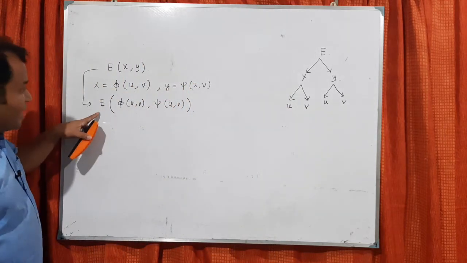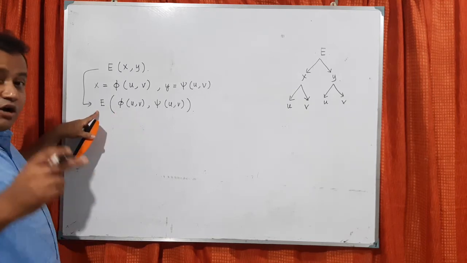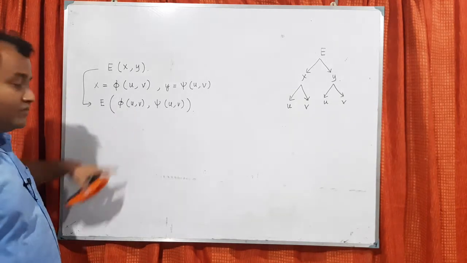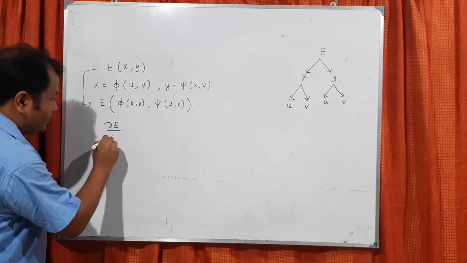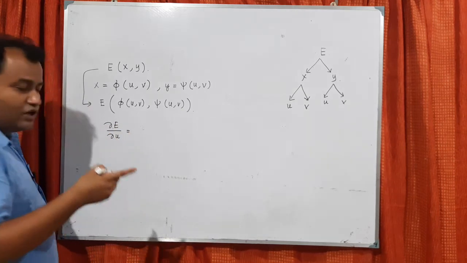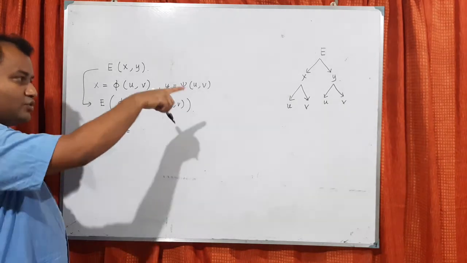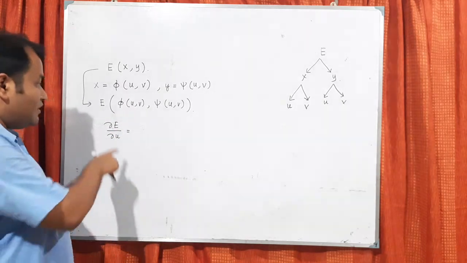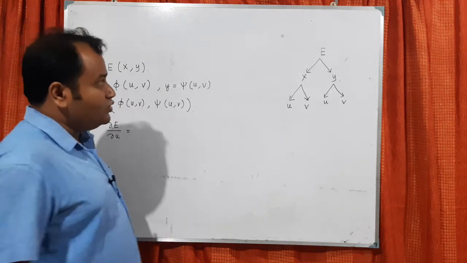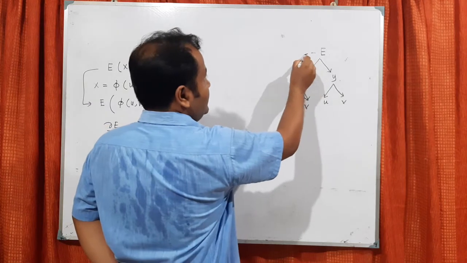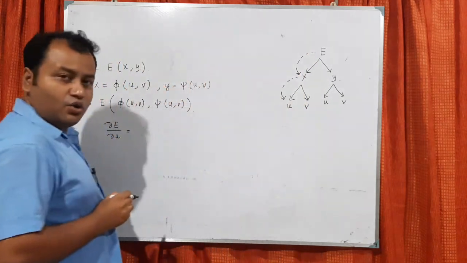If you want to find the derivative of E with respect to u, E now has multiple options, u and v. So it should be del E del u. If you remember the previous example, it was dE dt because we had only one option, but now there are two options u and v. Now how can you go to u? From E you can come to x, and from x you can come to u. That is one route.